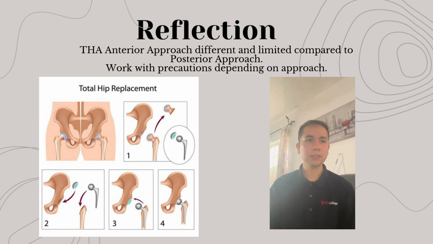So what I learned from this case is that working on a patient with a total hip replacement anterior approach is a little bit more limited compared to a posterior approach, because with the anterior approach, the patient is more limited to what type of exercises they could be doing due to the different precautions. So it's best to work within those precautions and work on those surrounding muscles as well, and the weight bearing stability, and educating them on proper gait mechanics.